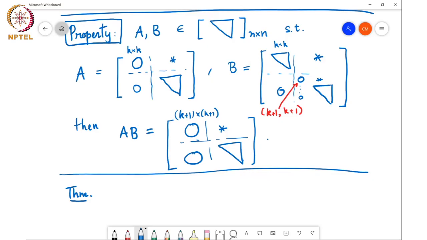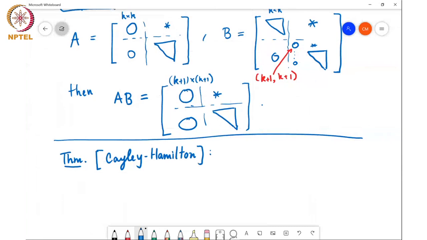Sure, unlike the Schur triangularization theorem, you have seen the Cayley-Hamilton theorem in your undergraduate curriculum. So this is the Cayley-Hamilton theorem. Has anybody not heard of the Cayley-Hamilton theorem? So let P_A of T be the characteristic polynomial of A.